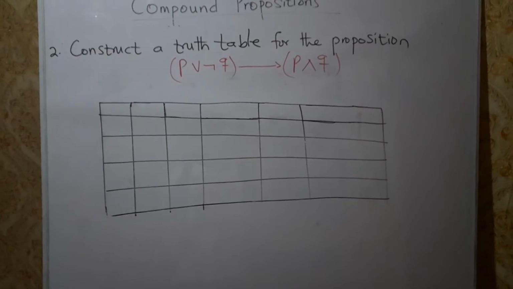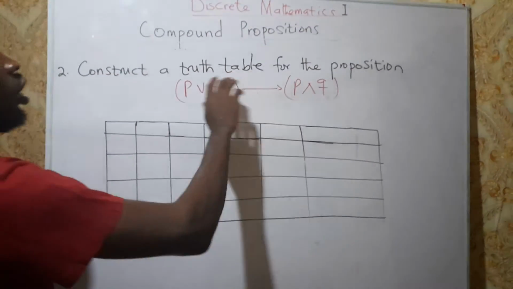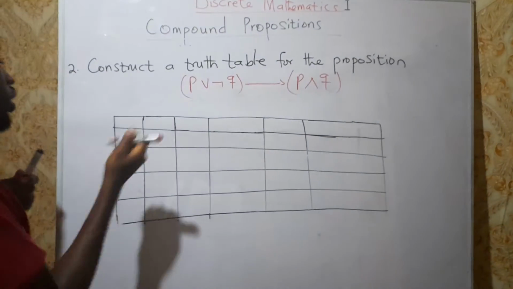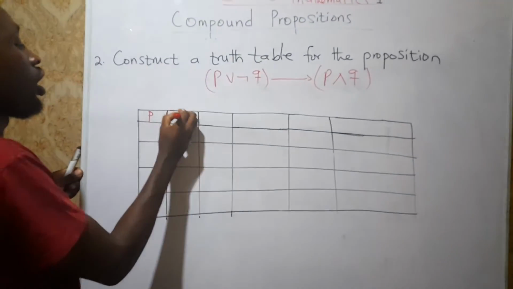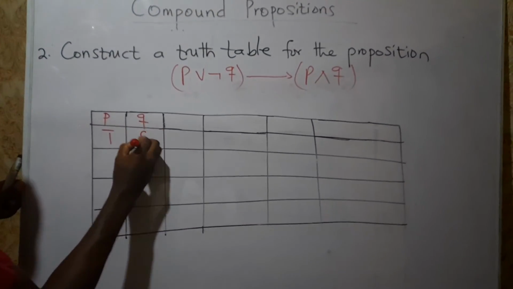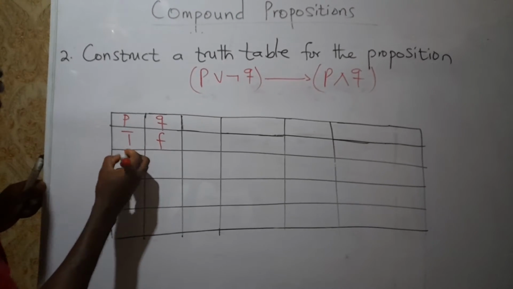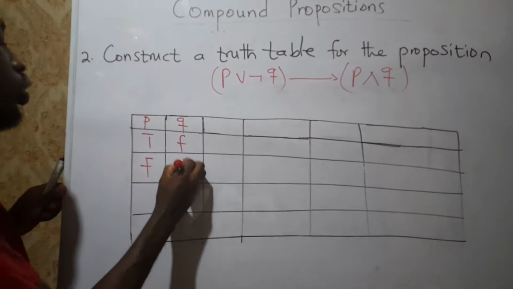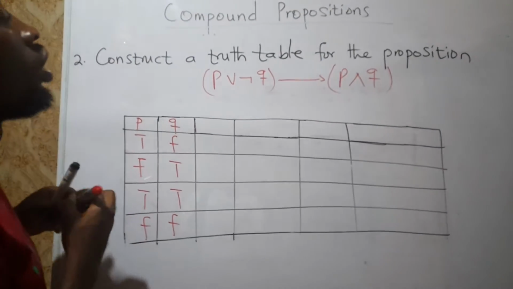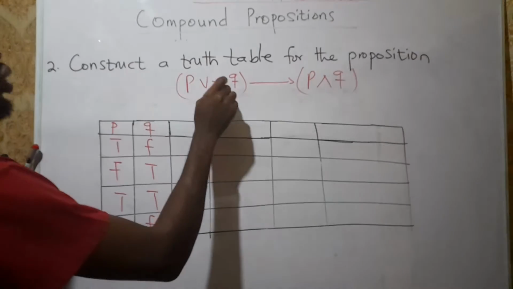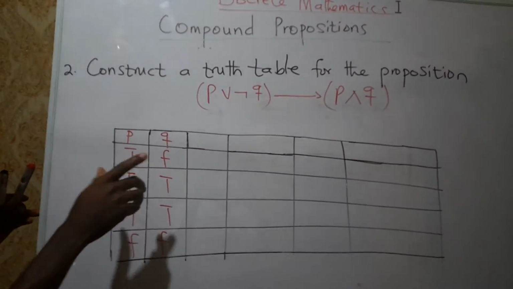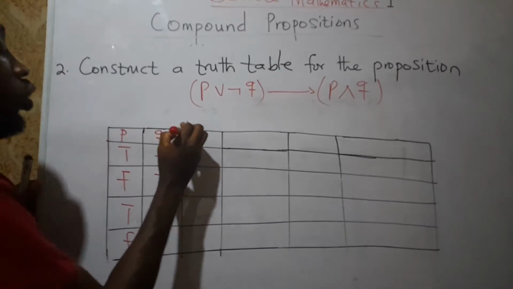So let's go to our second question. It says construct a truth table for the proposition. So how do we do that? So we have P and Q. Remember, the P can be true while the Q is false. Then this can be false while this is true. Both are true, or both are false. Then the next thing is we need to deal with the negation. Very soon we'll come to the precedence of logical operators. You realize that the negation must come first. So we deal with the negation.